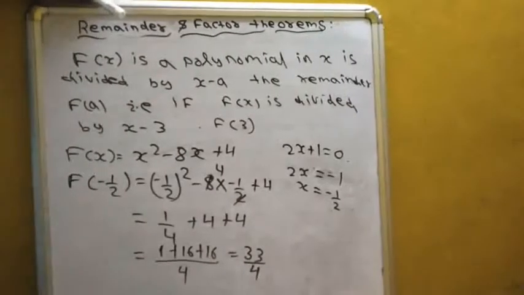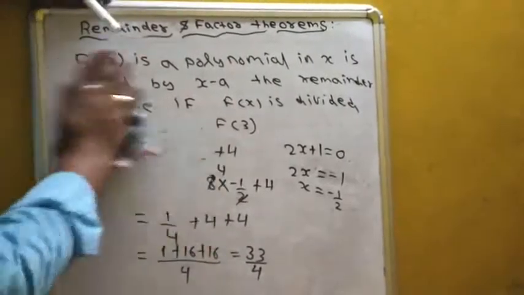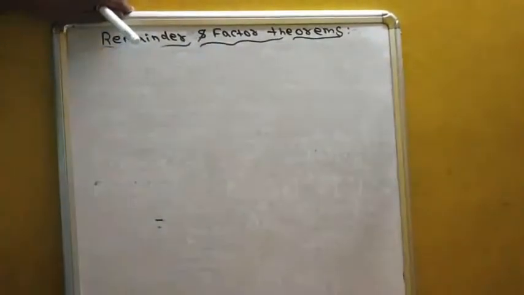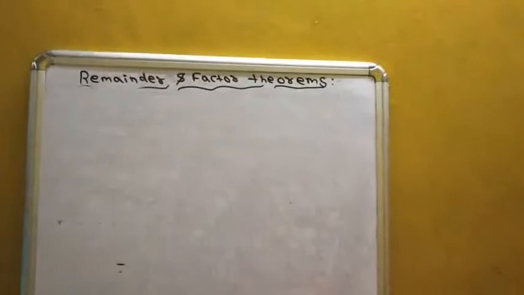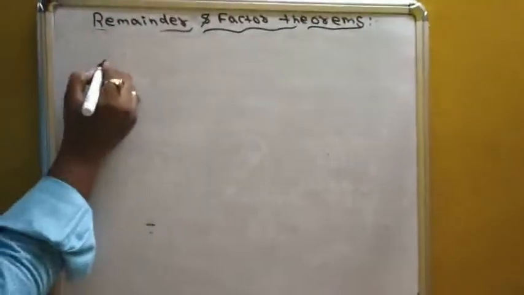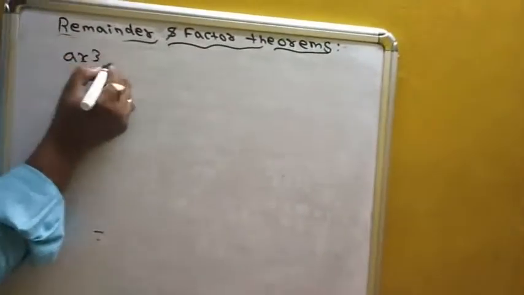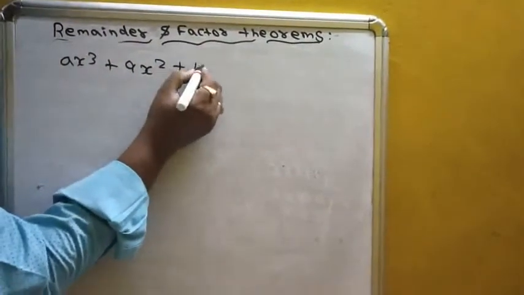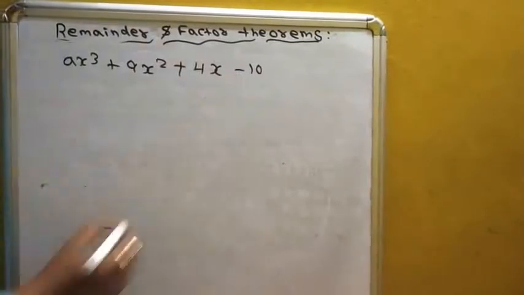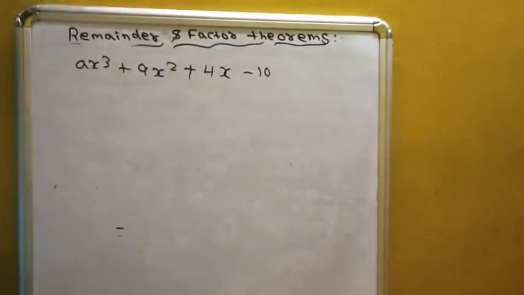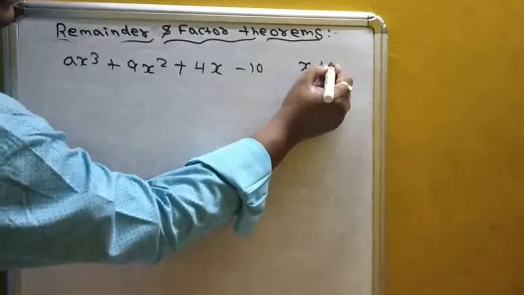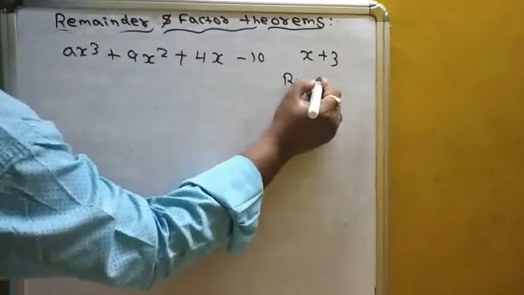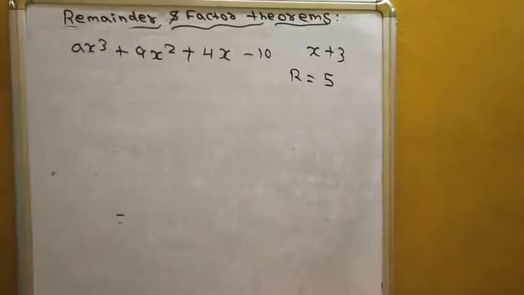What will he tell? Find the value of a. Find the value of a if ax cube plus 9x square plus 4x minus 10 divided by x plus 3 leaves a remainder, already given, equal to 5. Find the value of a, he will tell you.